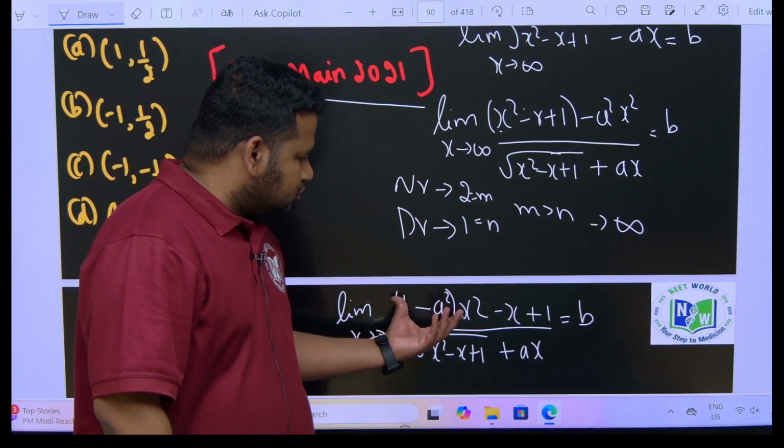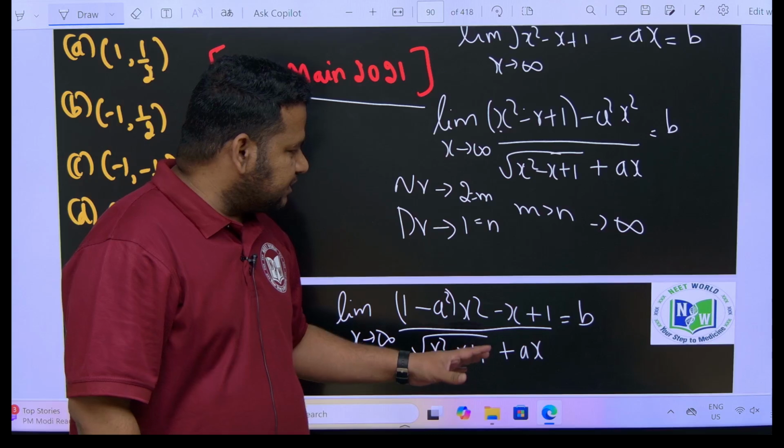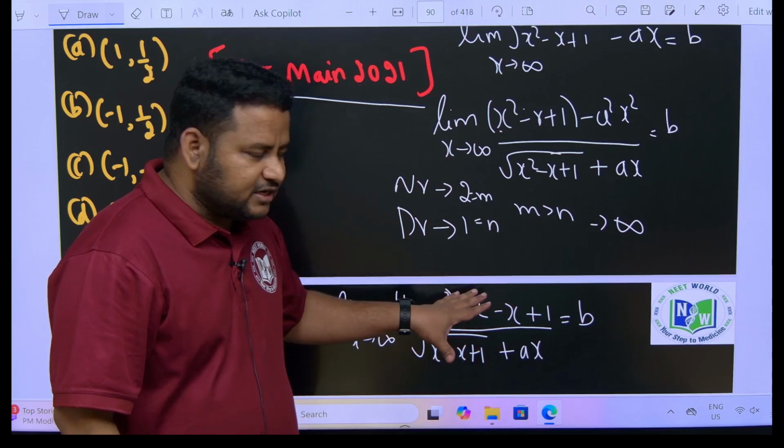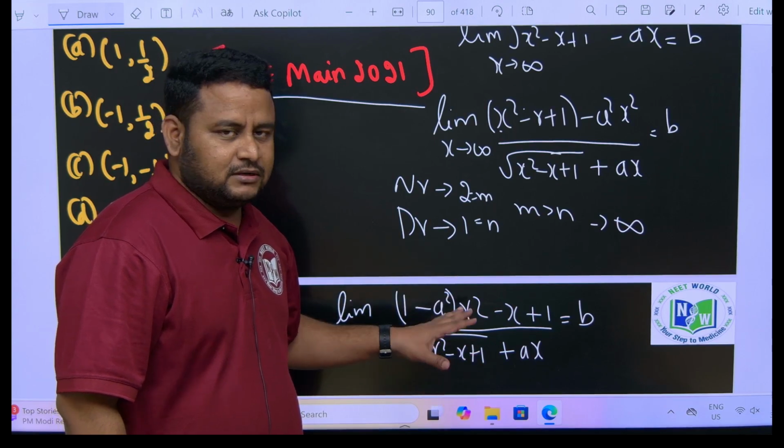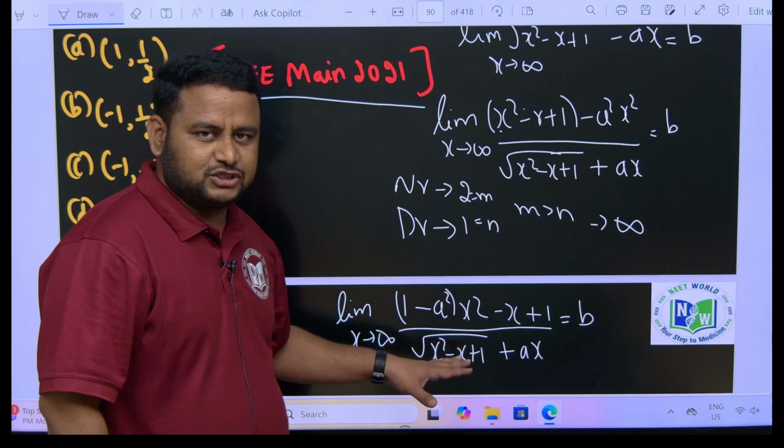So to make sure that I don't get infinity, what should I do? I should make the powers of numerator and denominator equal.